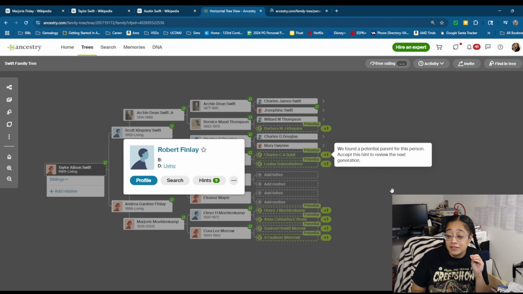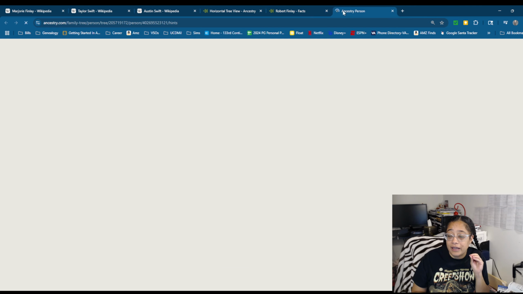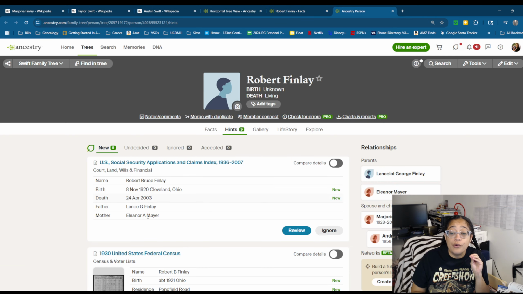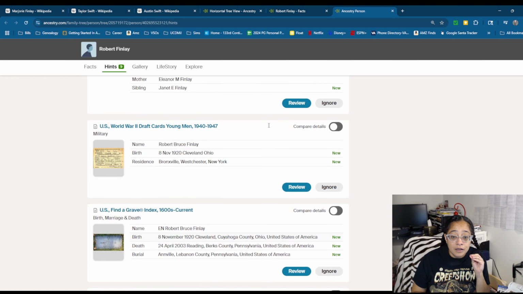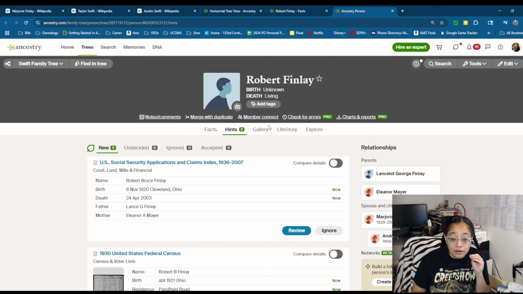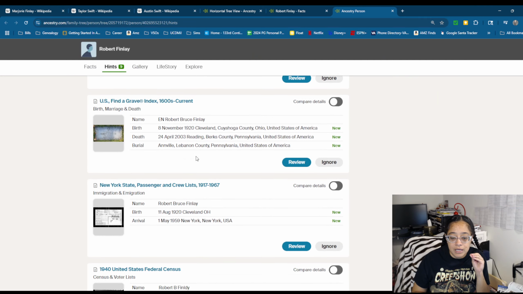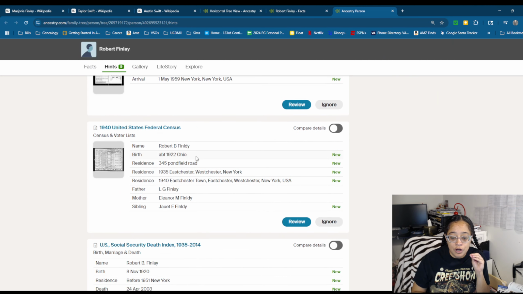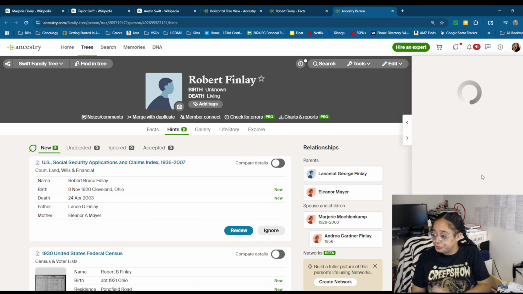We have a facts tab for Robert, and then open a hints tab for Robert. So here we go, right at the top. They're like, you said this guy's still living. He is not still living. So we are going to go ahead and add the application and claims information, and the date and everything is the same as the World War II, so I don't have to worry about adding that instead of the draft card.